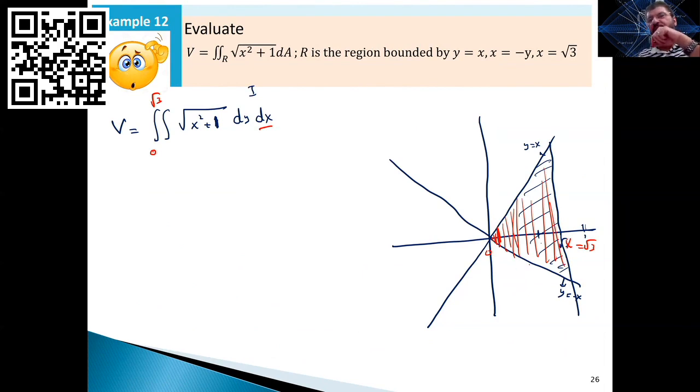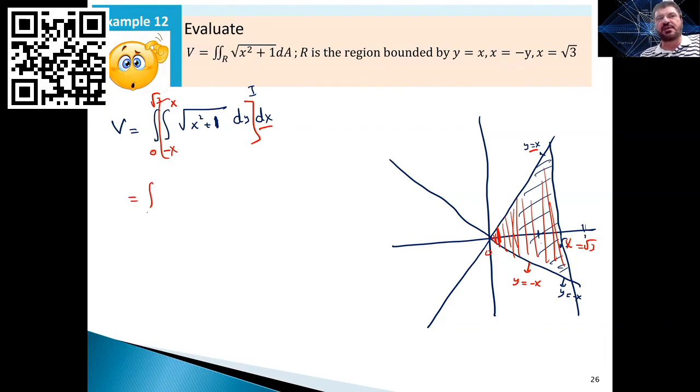Now, who's at the bottom? This is y equal what? Negative x. So from negative x to the top, we know the top is y equal x. So this is x. Done. This is, guys, how you set up the integral.